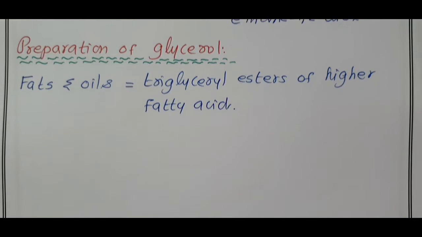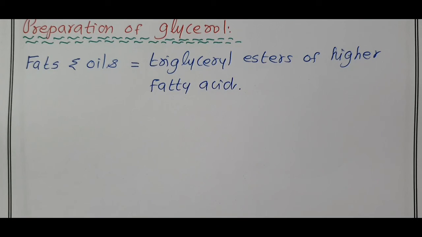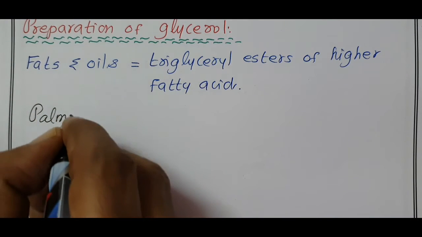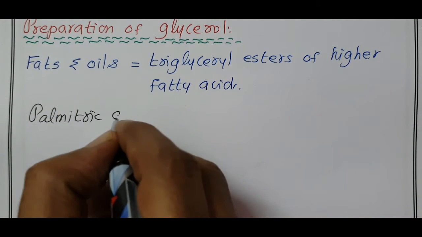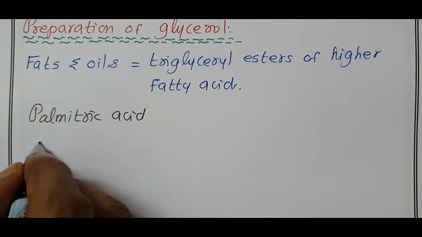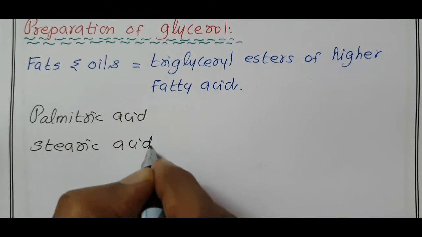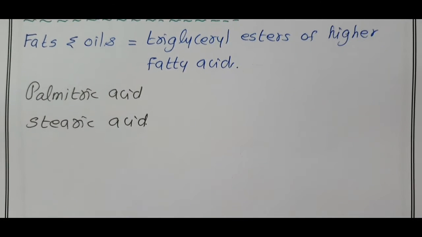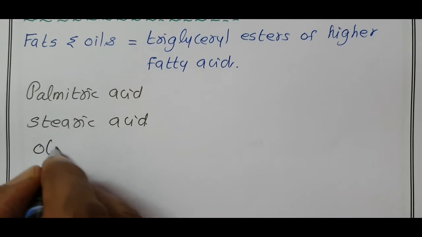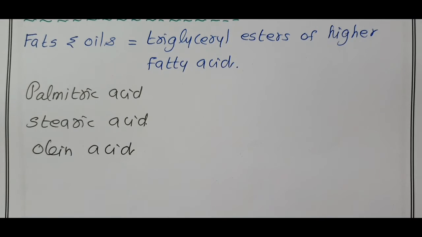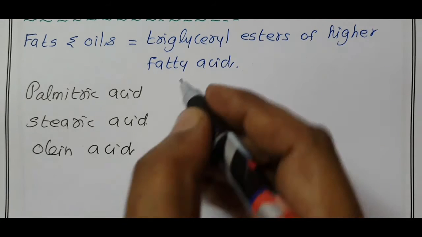What are higher fatty acids? I give 3 examples of higher fatty acids which are present in fats and oils. One is palmitic acid, another one is stearic acid, and the third one is oleic acid. All these are higher fatty acids. Among the 3, the first 2 are saturated carboxylic acids, the last one is an unsaturated carboxylic acid.